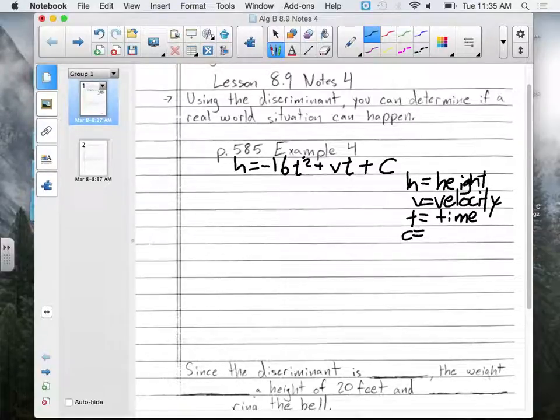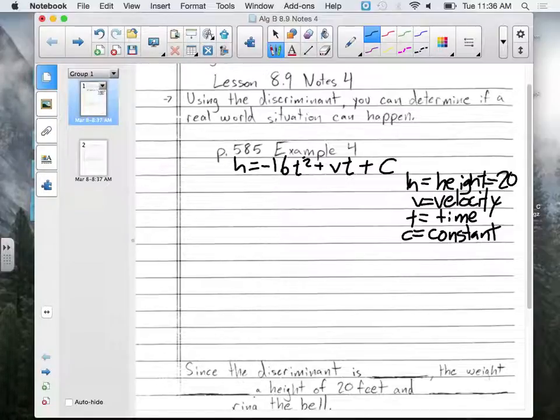C stands for constant, not circumference, and that just means the starting point of where it is. So for this problem, or that little picture that goes with it, what would our height be, if we're trying to find something? 20. Why did you say 20? Because that's the highest limit, how high it is in the picture. So the height we're trying to find for our solution would hopefully be 20.